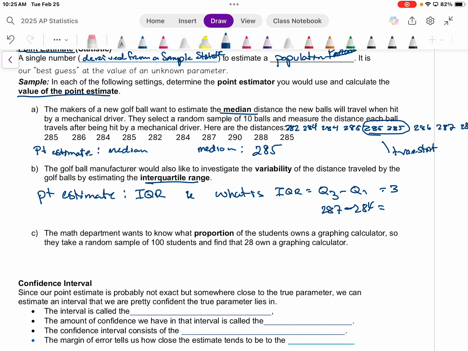The math department wants to know the proportion of students who own a graphing calculator. It takes a simple random sample of 100 students and finds that 28 own their own graphing calculator. So again, it's a proportion of a sample. So what statistical symbol should I use for my point estimate?